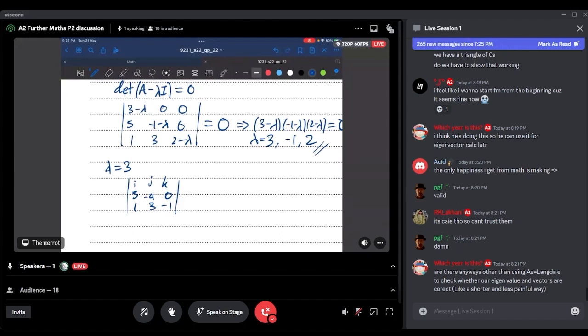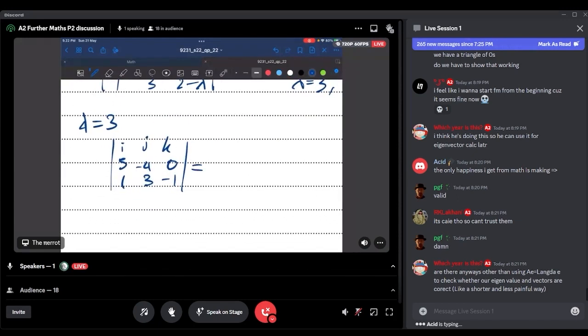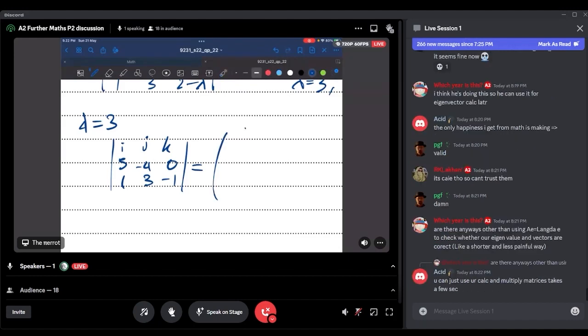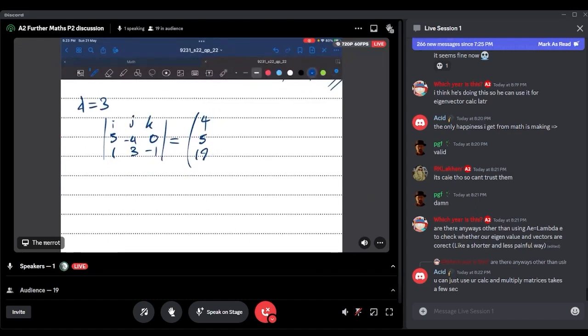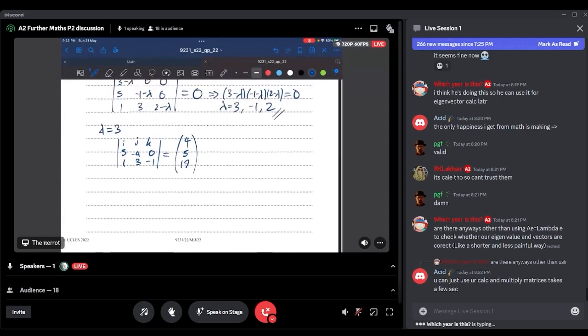Yeah, sorry about that. Okay, so let's find this vector. Same thing, you can do your cross product normally with the determinant, and you should get this vector here. You can use your calculator to find it. Your calculators can do matrices, right? I'm pretty sure they can. It's the Casio, right? Yeah, the Casio calculators. Okay, so that's for lambda is 3.